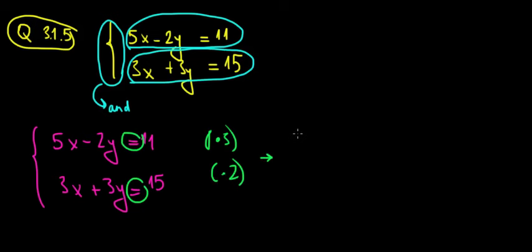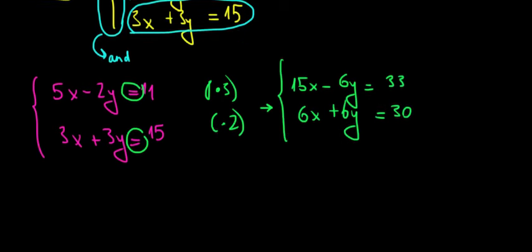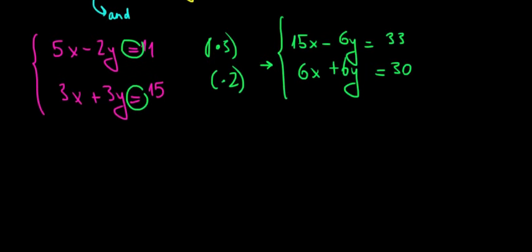So 5 times 3 is 15x, minus 2 times 3y, that would be minus 6y, equals 11 times 3, which is 33. Now, in the second case, we have 3 times 2x, we have 6x, plus 3 times 2y, so plus 6y equals 15 times 2, which is 30. That's our system now. It's the same as before, except that we multiplied by several factors.